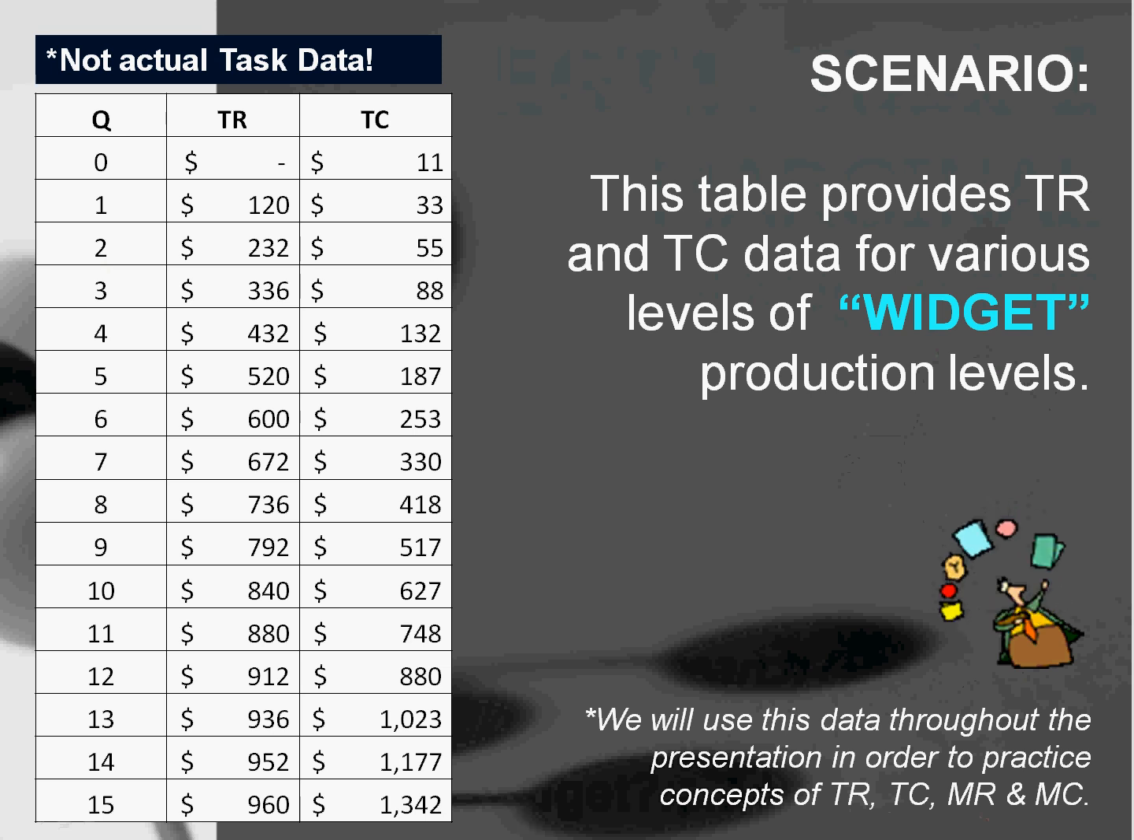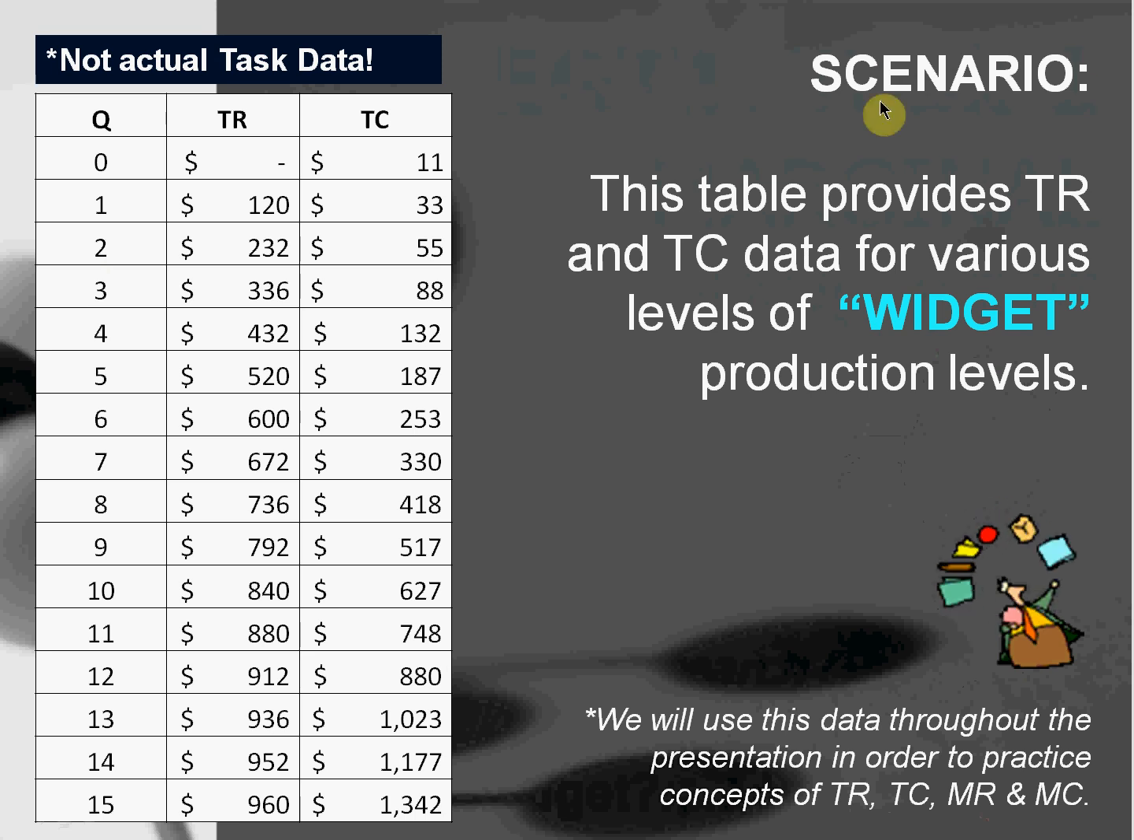A table is provided right after the scenario in your task, in which you're given a column for quantity, total revenue, denoted by TR, and total cost, denoted by TC. Here you're given specific numbers. You will not have to calculate any numbers on the total side of the equation. These numbers are specific to the widget production levels.